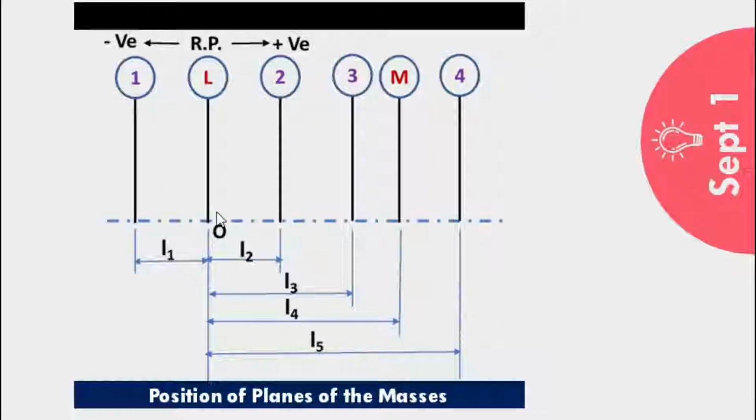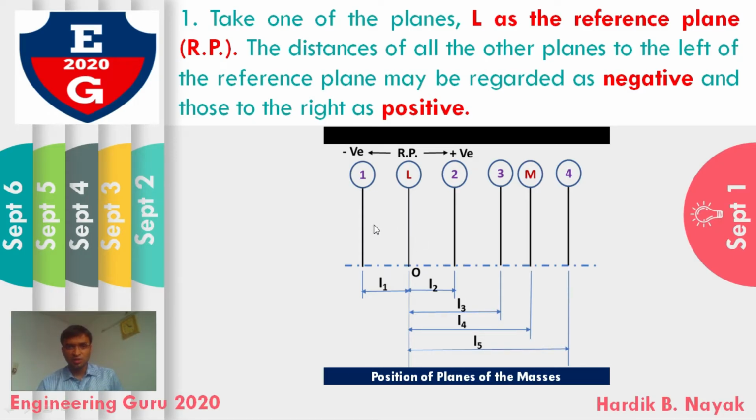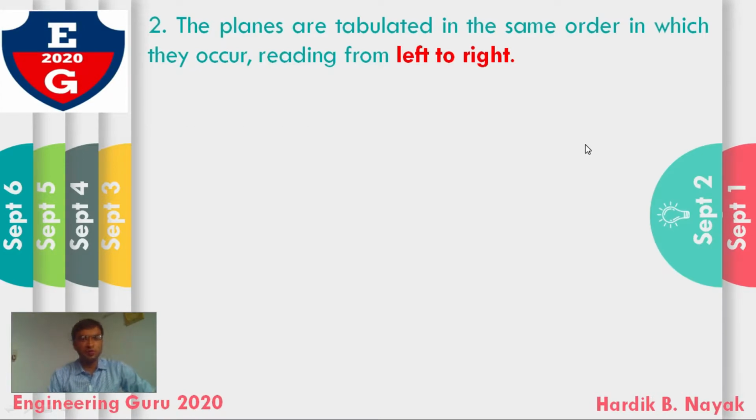You can see the distance from L to plane 1, that is L1, the distance from plane L to plane 2, that is L2, plane 3, that is L3, and respectively L4 and L5. So we consider all the distances from the reference plane L. Step 2. Planes are tabulated in the same order in which they occur, reading from left to right.